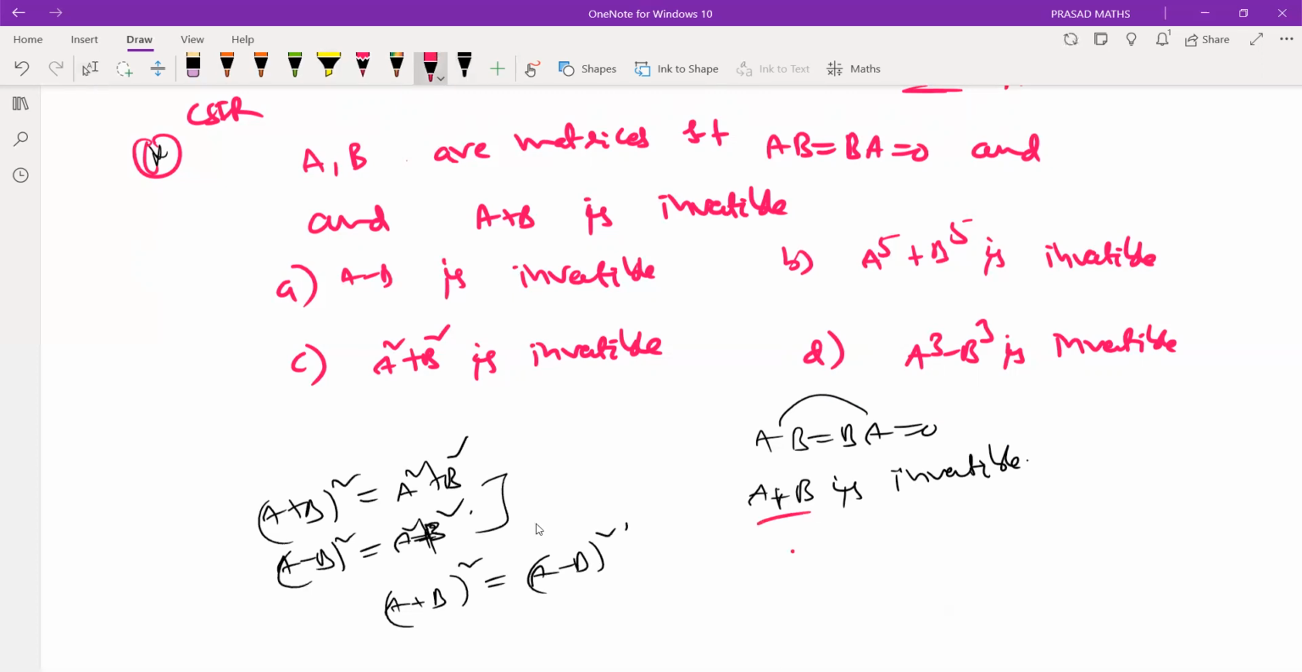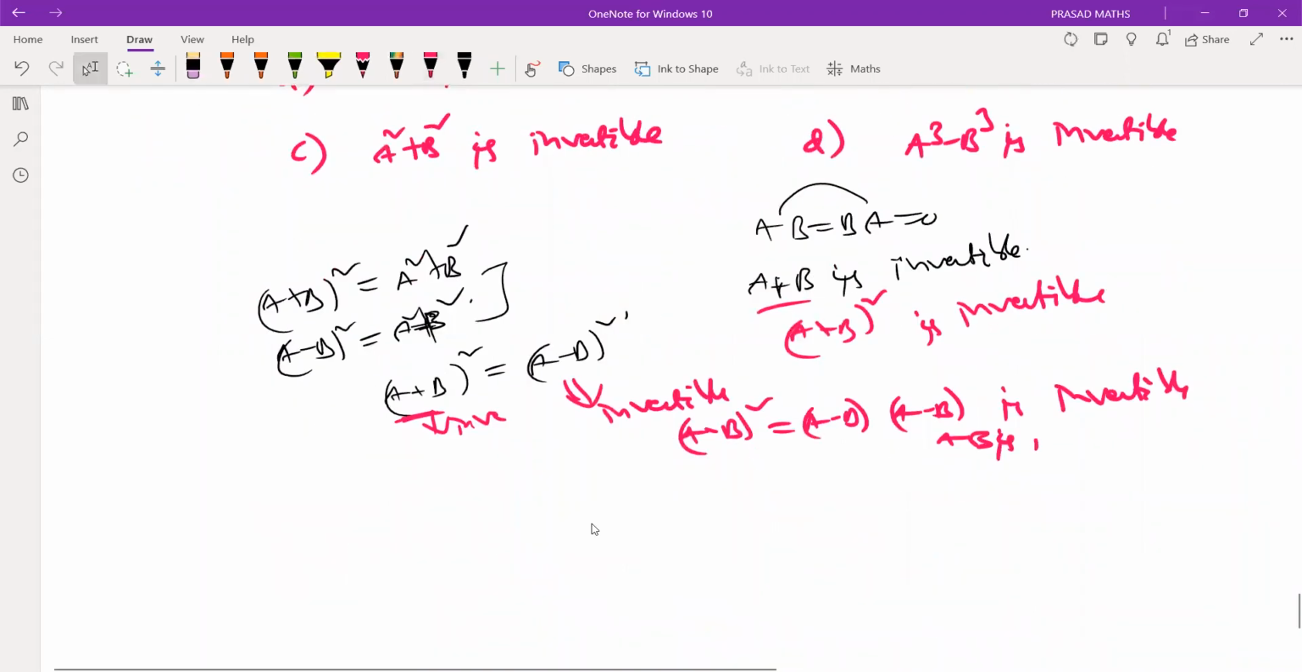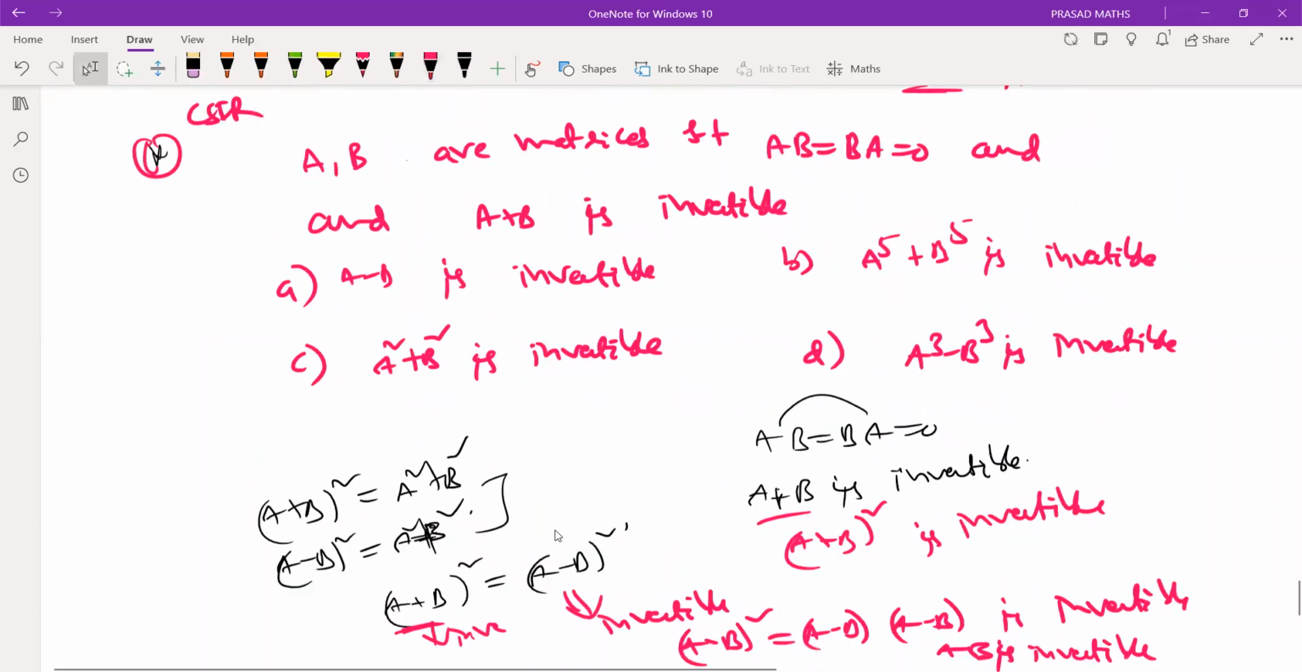So what do you observe? As you know A plus B is invertible, therefore (A plus B) whole square is also invertible, because a product of invertible matrices is invertible. This left side is invertible, which means the right side is invertible. Once the right side is invertible, (A minus B) whole square is invertible, which means (A minus B) into (A minus B) is invertible. That means each individual term is invertible. That means A minus B is invertible. Therefore, the first option is right.